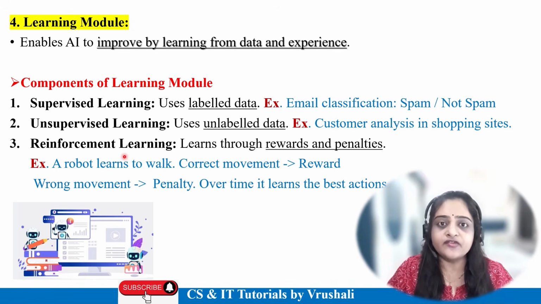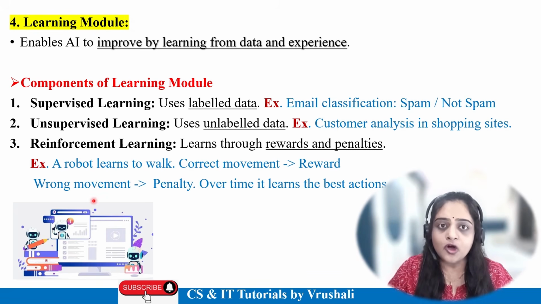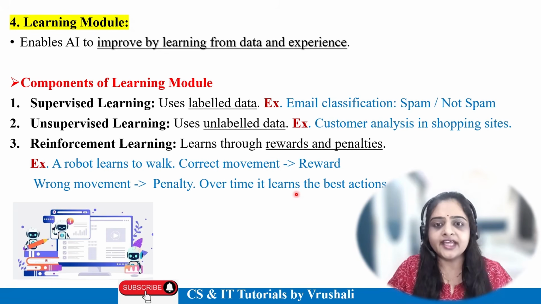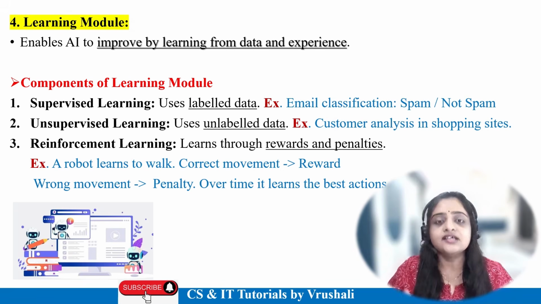And the last one is reinforcement learning. So they learn through rewards and penalties. For example, a robot learns to walk. If the robot makes a correct movement, then it gets the reward. But if the robot makes a wrong movement, then it gets the penalty. So over time, it learns the best decision, right? So this is called the learning module. Learn from data, learn from past experience, learn from some conditions. And your expert AI system is always in learning mode.